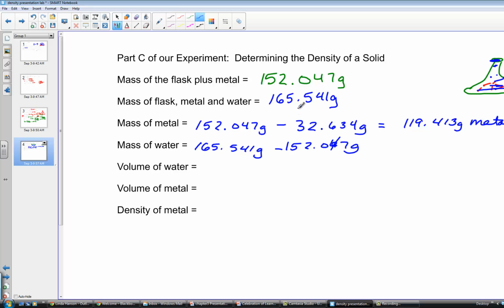165.541 minus the flask and the metal. The only difference between these two lines in the data table is that of the water. So here's my mass of water, that particular difference. 165.541. Subtract out 152.047, and my calculator is saying 13.494.